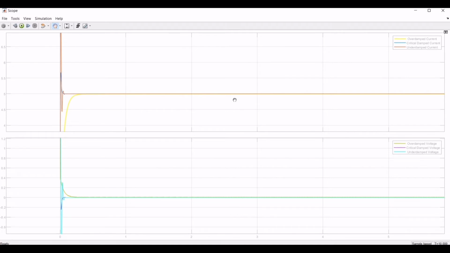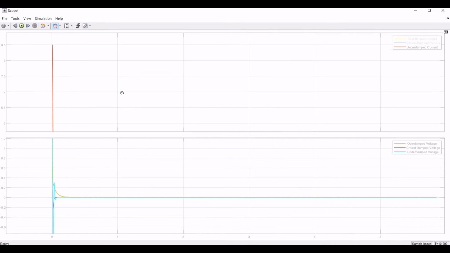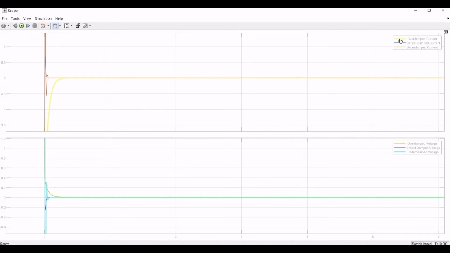Here we can show only the overdamped current graph if we want, by closing the other two graphs. This is the overdamped; if we want to show the critically damped, we just click the critically damped, and for the underdamped, we just open the underdamped. Same thing goes for the overdamped, critically damped, and underdamped voltage. We can show everything one by one. This is the underdamped voltage, this is the critically damped voltage, and this is the overdamped voltage.